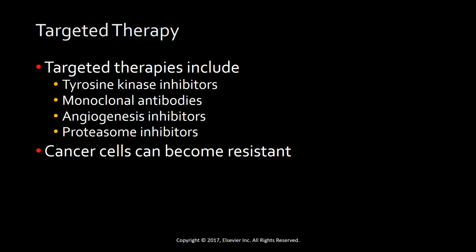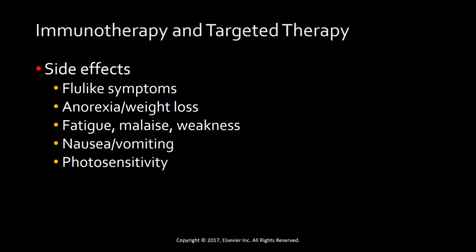Targeted therapies can include these following inhibitors and antibodies. But cancer cells can become resistant to targeted therapies. Side effects of immunotherapy and targeted therapy. Common side effects do include flu-like symptoms, including headache, fever, chills, myalgias, fatigue, malaise, weakness, photosensitivity, anorexia, and nausea.